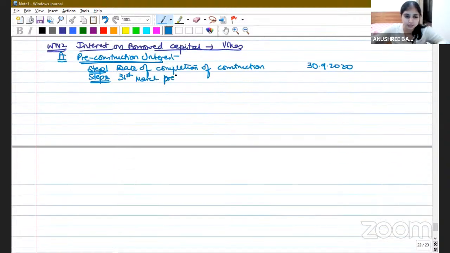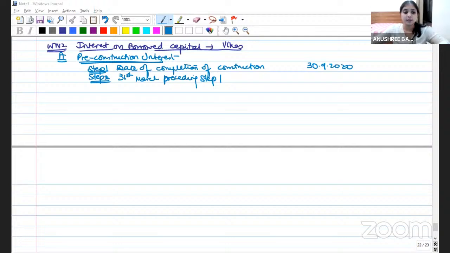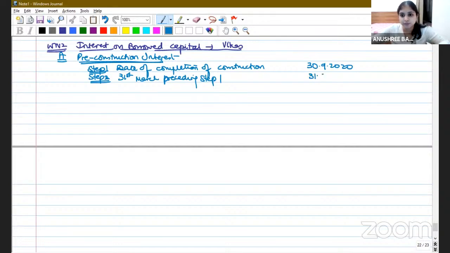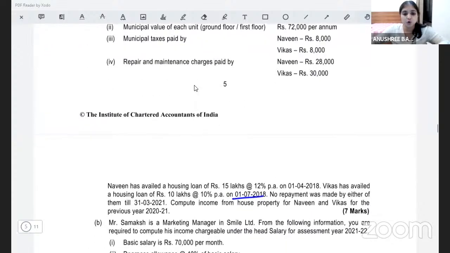31st March preceding step 1. Tell me, just before 30th September 2020, what is the last preceding 31st March? 31st March 2020. Then step 3. Step 3 will be our pre-construction period. Pre-construction period starts when? On the date of the loan. When did we borrow the loan?